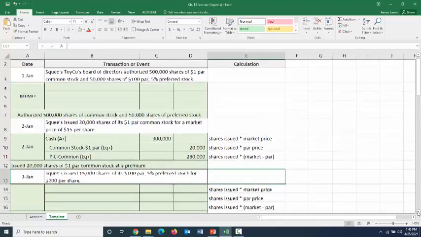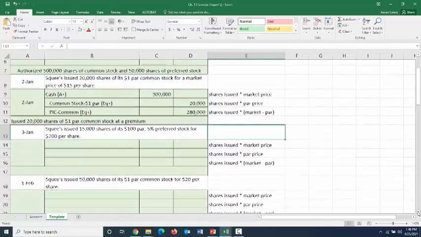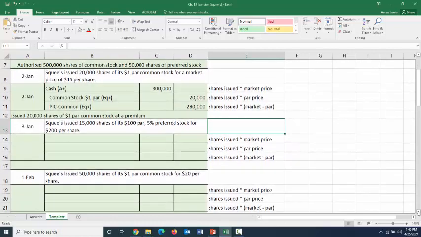Moving on to our next entry on January 3rd, Squeeze is going to issue their other classification of stock, their preferred stock. They're issuing 15,000 shares. These preferred shares have a $100 par, and they have a 5% stated rate. The stated rate is only there for the purpose of paying dividends. It doesn't matter for issuance, so for right now we can ignore that 5%.